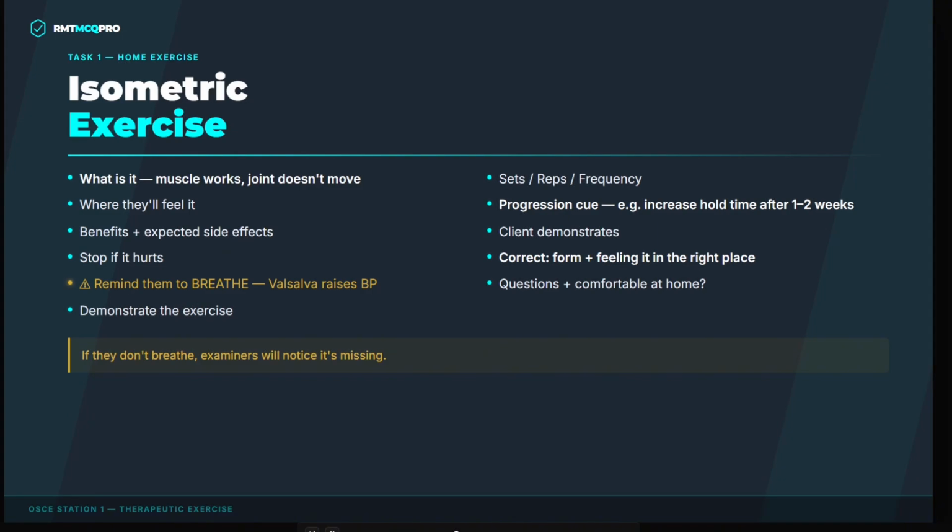Have them perform it for you. If they do it incorrectly, correct them, but watch for 2 things: their form and whether they're feeling it in the right place. Both of these things matter. Finish by asking them if they have any questions and whether or not they feel comfortable doing this on their own at home.